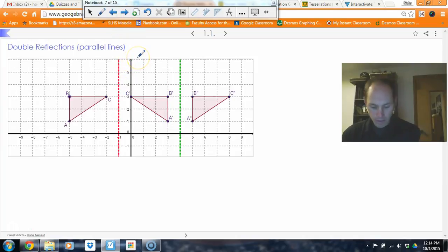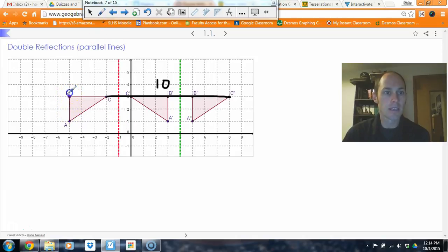The other thing that maybe you noticed was maybe you looked at the distances. So let's just take C for example. C to its image, C double prime, as we count along the number line, is a length of 10 units. As we take a look at B to B double prime, that's a length of from -5 to 5, 10 units as well. And A to A double prime, same thing, is a length of 10 units.